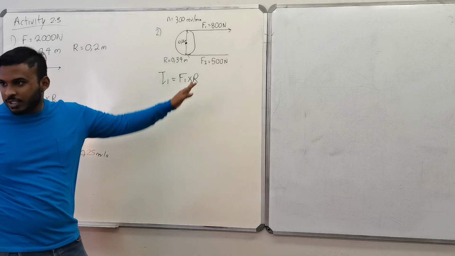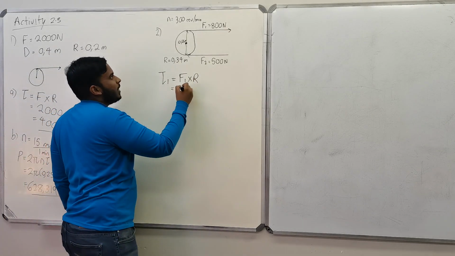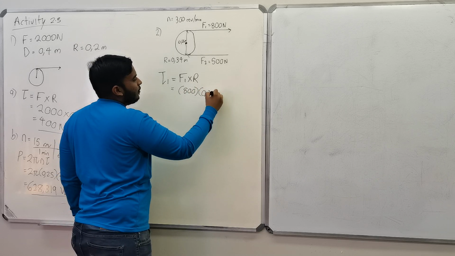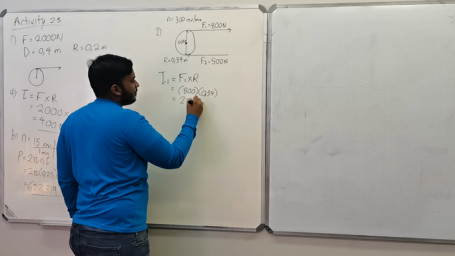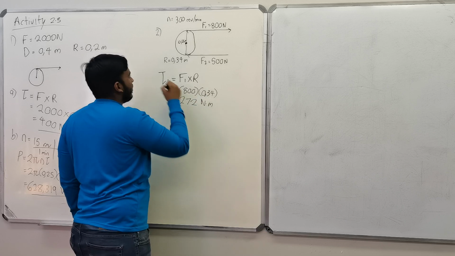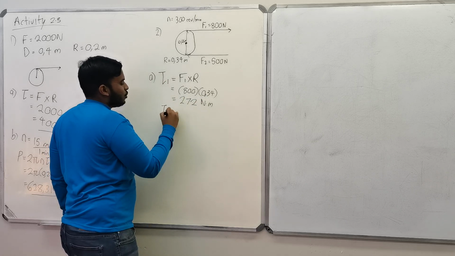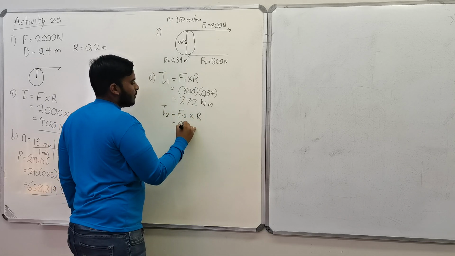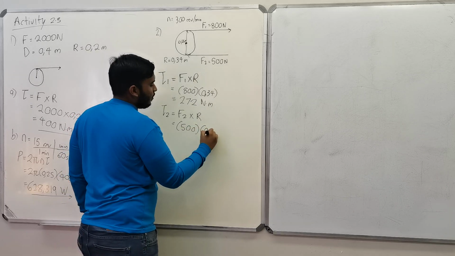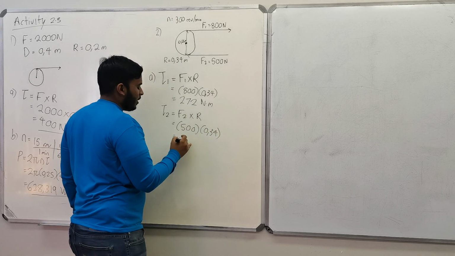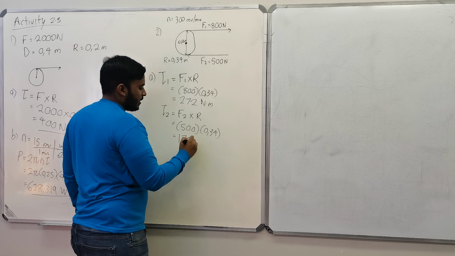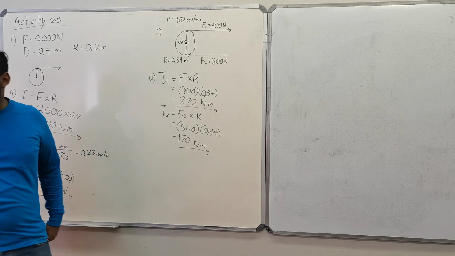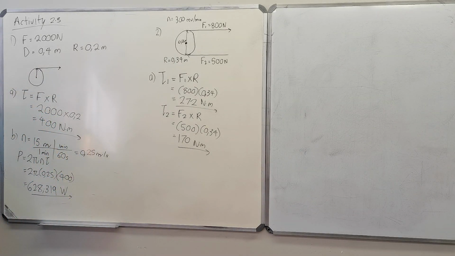So torque 1 is equal to force 1 times the working line. It will be the same for both in terms of the working line. So this will be 800 times 0.34, which is 272 newton meters. And then torque 2 will be equal to F2 times R, which is 500 times 0.34, which is 170 newton meters. So that's the torque on both sides, torque 1, torque 2. Fine.